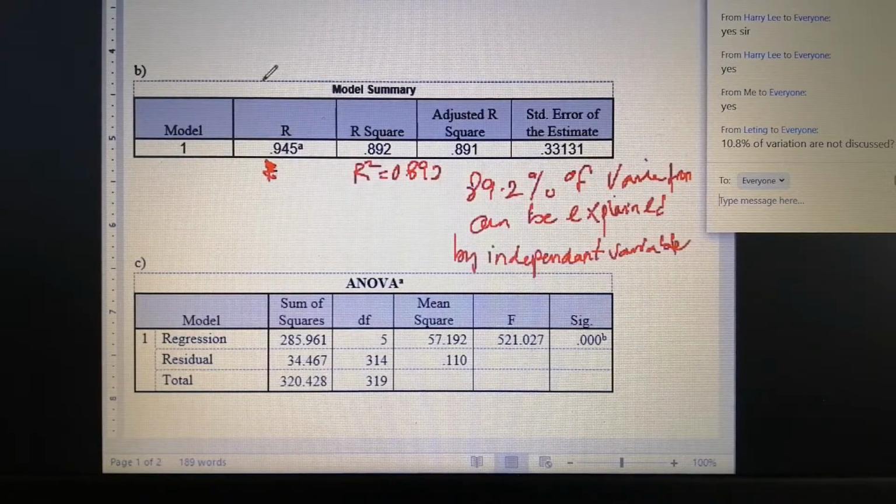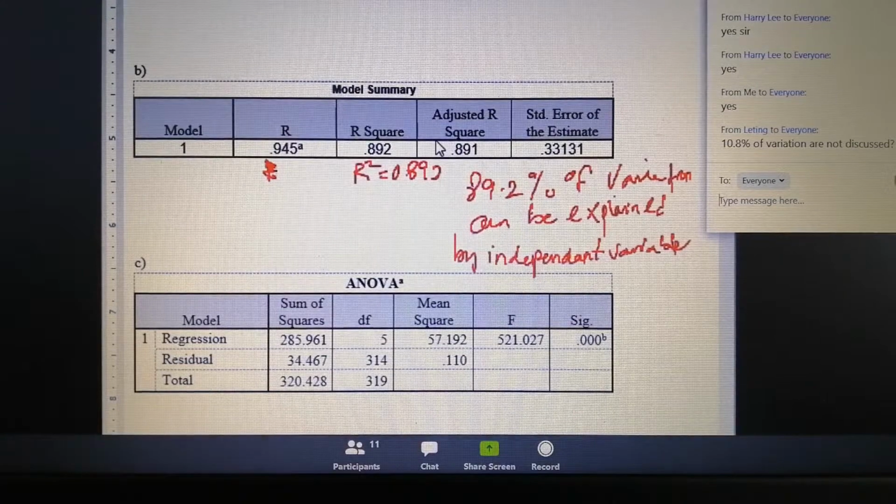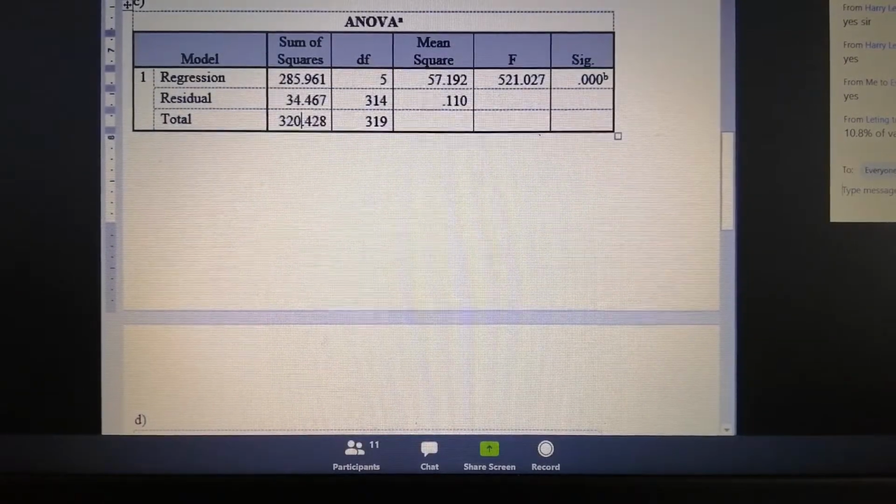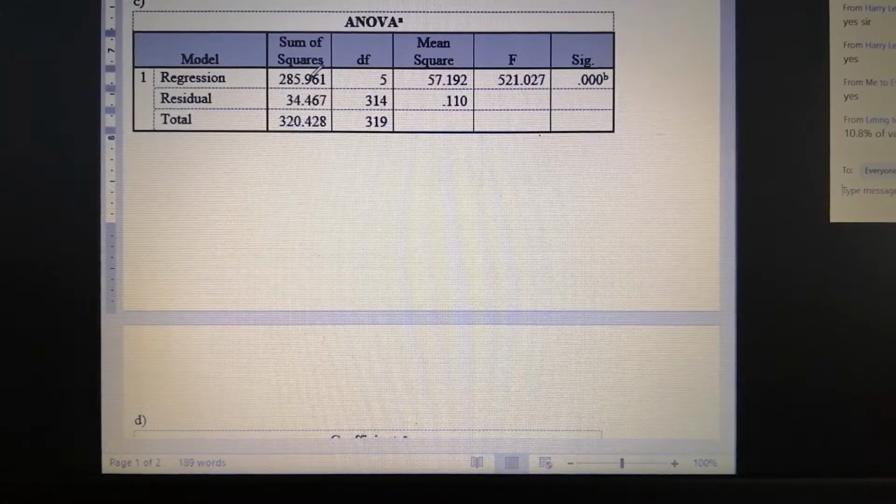Now look at the ANOVA test. Okay, so take a look at the ANOVA test. You are given the regression sum of squares as 285.961 and residual is 34.467, and then the total is 320. You just add up everything.